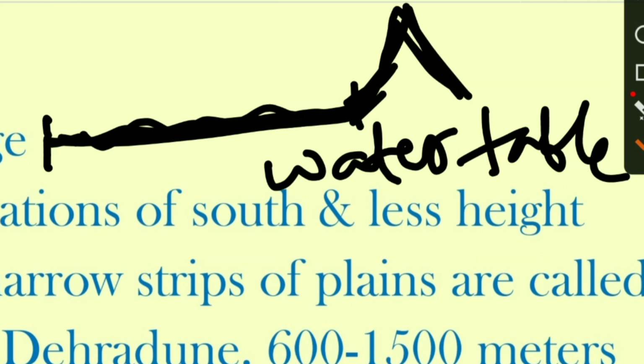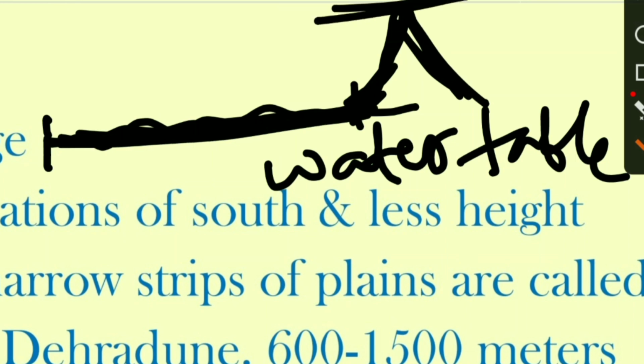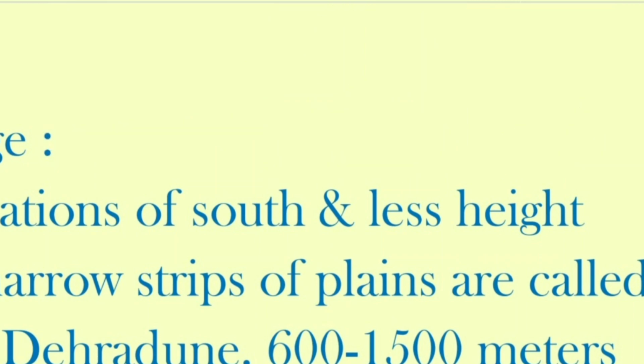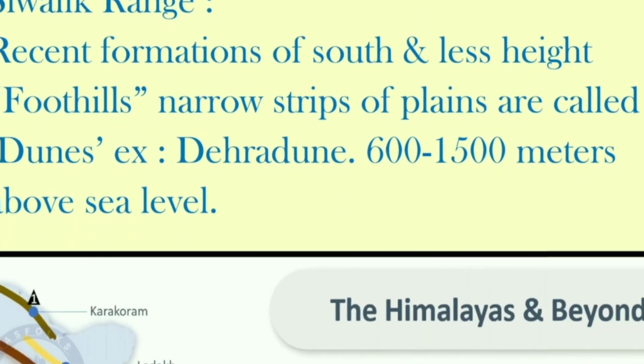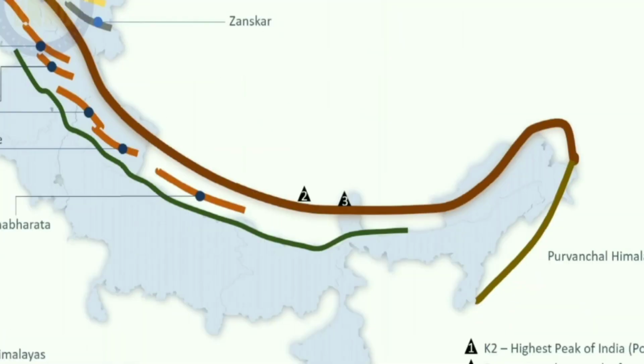This one is the mountain. This is the sea level. This mountain range is from 600 to 1500 meter height. This is the sea level. We can understand the sea level like this. Okay, come to the point. Now the second one here.